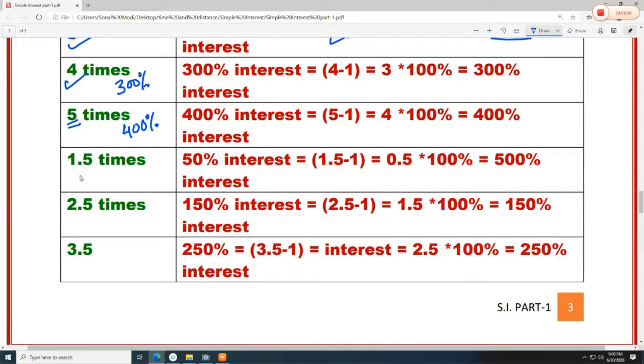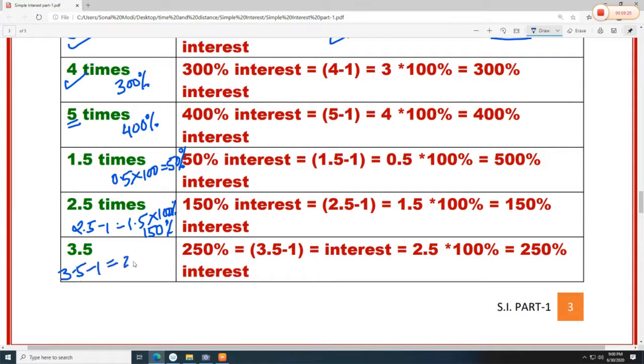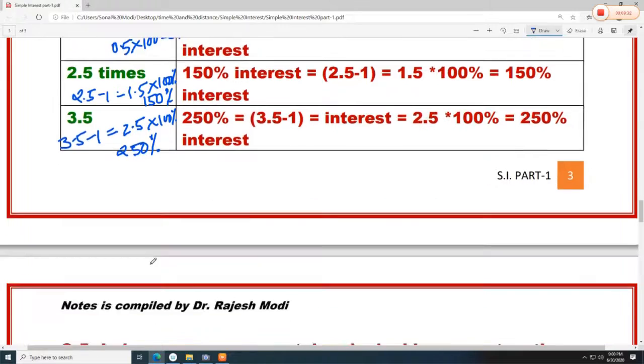1.5 times, so 1.5 minus 1, so it is 0.5 into 100, so that is 50%. 2.5 times, 2.5 minus 1, it is 1.5 into 100%, so it is 150%. 3.5 minus 1, it is 2.5 into 100%, that is 250%.